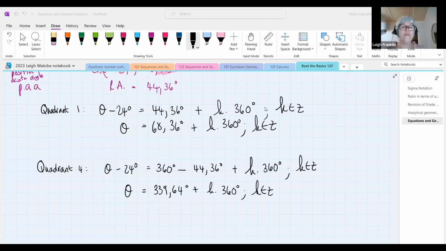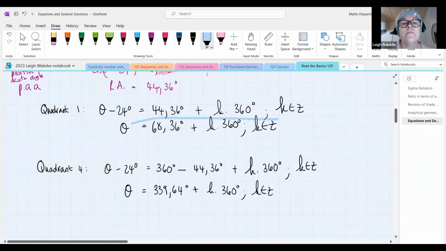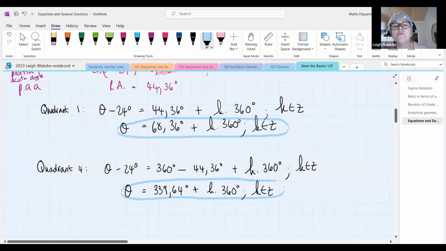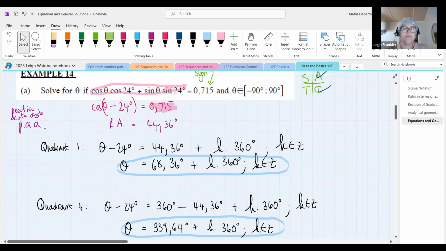Okay, so there we go. There are our general solutions. Here's the first one. In quadrant 1, there's our first general solution. And here is our second general solution. Okay. So now again, I'm asking you, now that we've done this as an example, what does the letter K help us do? Why is it there? What is the purpose of the K being there?